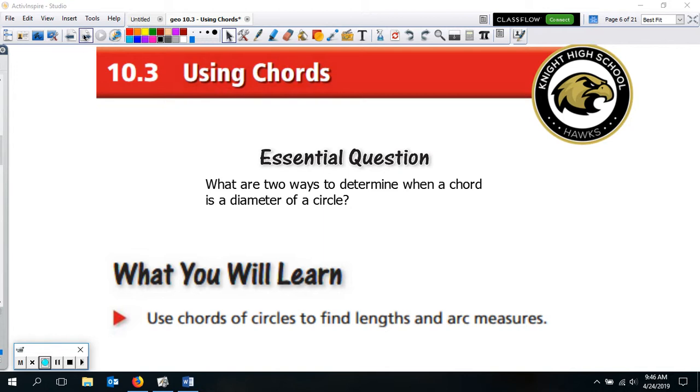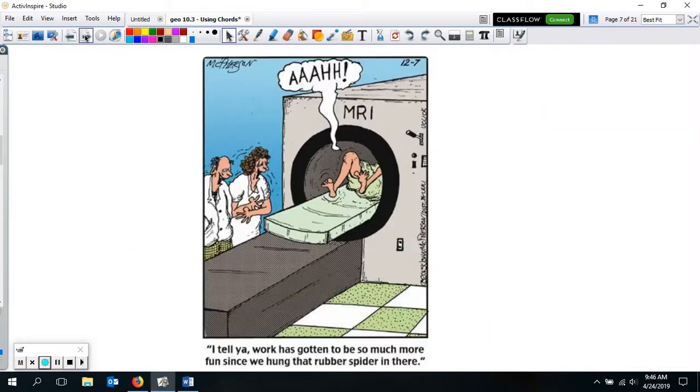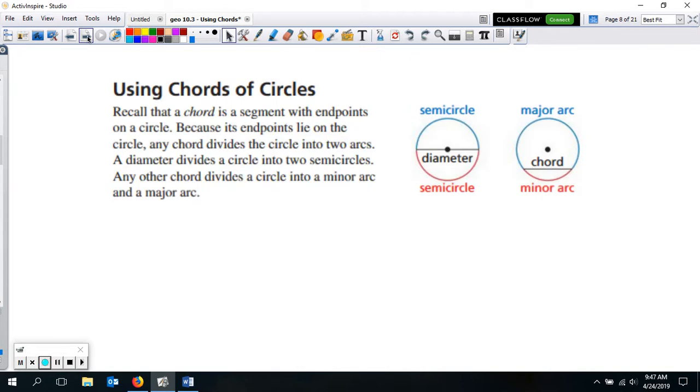First, take a look at a little cartoon that I found. Here's one. The guy's getting an MRI, which means he's getting basically a picture of what's going on in his head, but screaming inside there, and one doctor says, "I tell you, work has gotten so much more fun since I hung that rubber spider in there." Oh man, I've never had an MRI, but my wife has, and she does not think those were pleasant experiences for her.